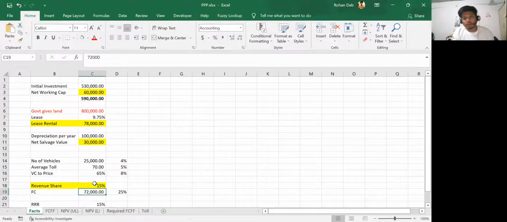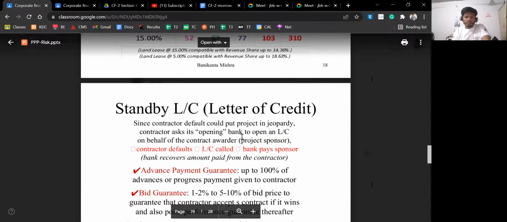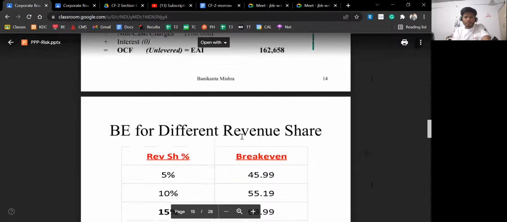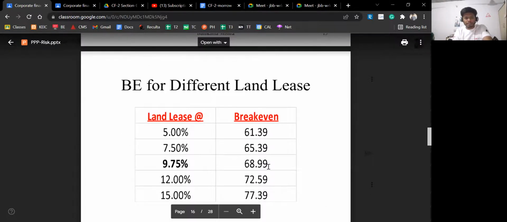So this was the question. Now I'll just take you back for a moment into the slide. Okay, so I've explained everything. Again, I'll just show you where that 69 was. So this was my toll, and at 15% the toll is 69. At 5% the toll is 46. At 25% the toll was 138. So somewhere in between. So sir can ask you what would be the toll at different price points, at different revenue share percentages. So that would be an answer.